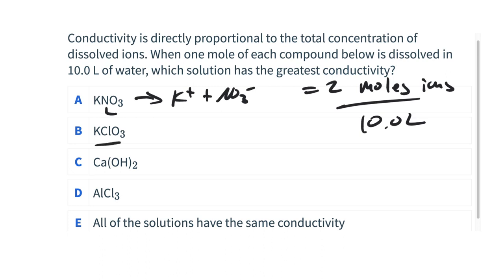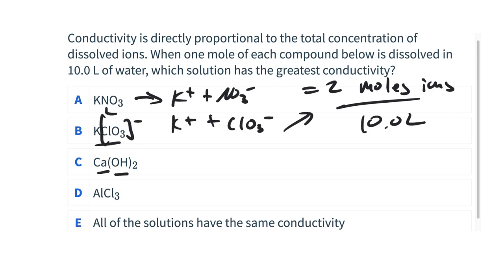KClO3, again, we might get a little bit confused sometimes. Sometimes we might think this goes to K plus, Cl minus, and O2 minus. This actually just goes to K plus and ClO3 minus. We have to be able to recognize that chlorate ion, and that ion stays intact in solution. So we also get 2 moles of ions with KClO3. It has the exact same ion concentration.